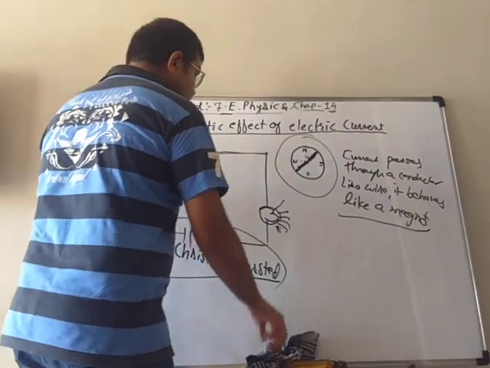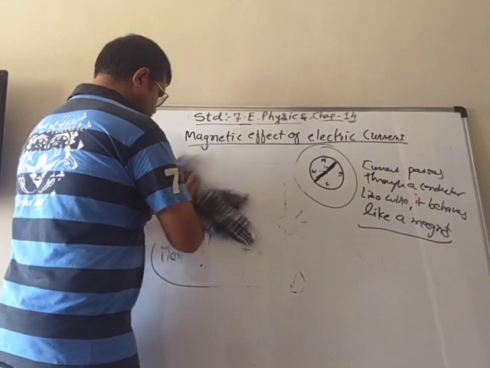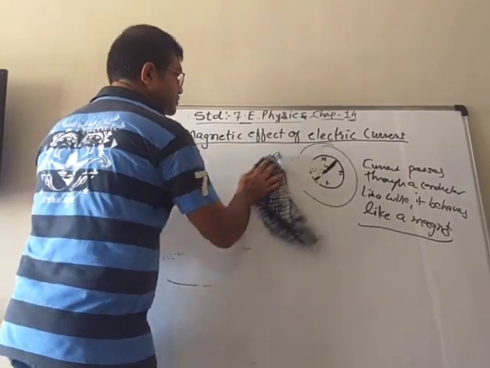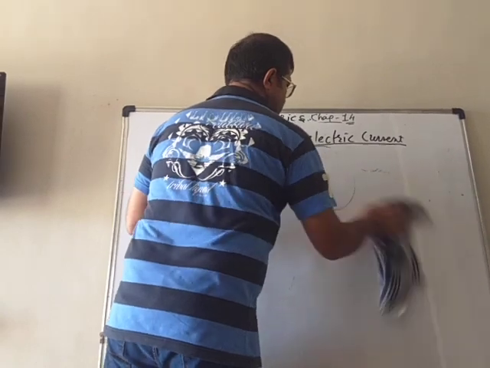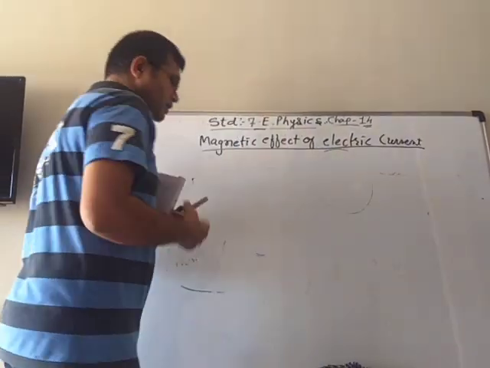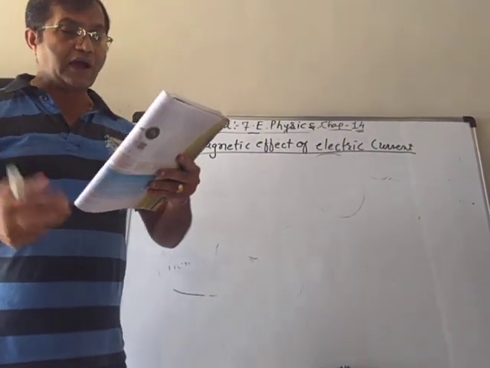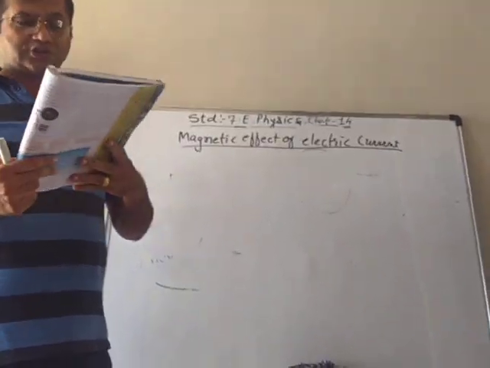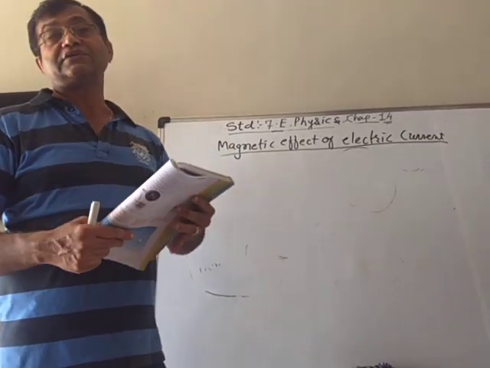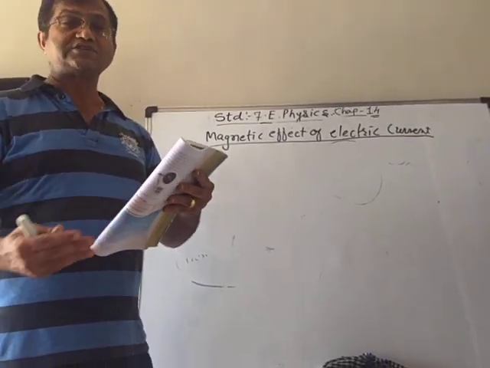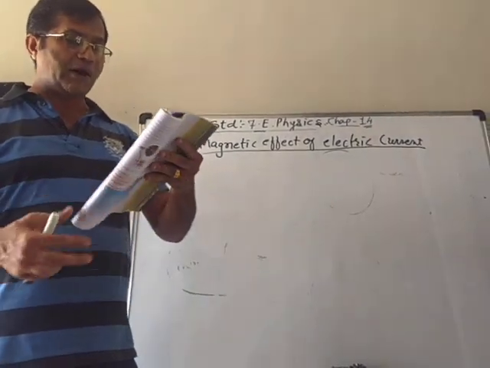Then what did he notice? That we are going to learn now. When electric current passes through an iron piece, it can also attract things which are made of iron. That we are going to learn about in the activity.